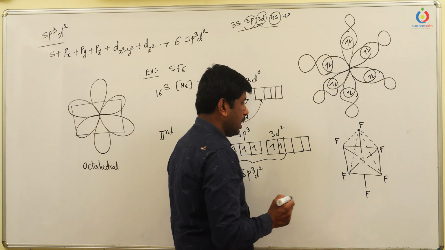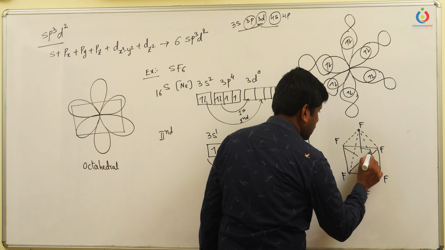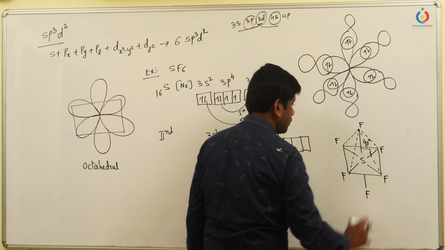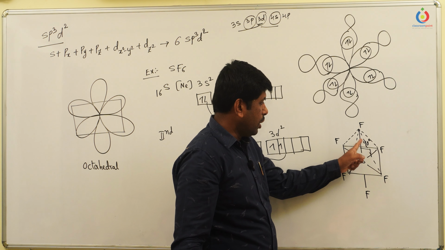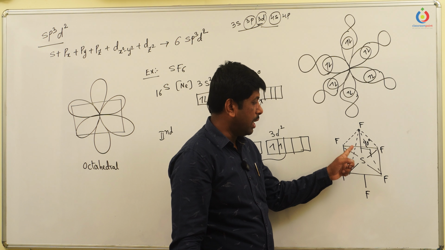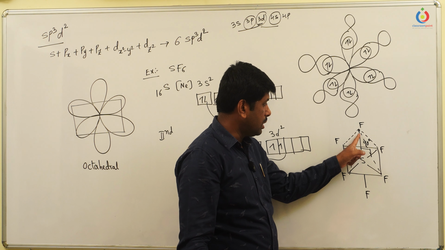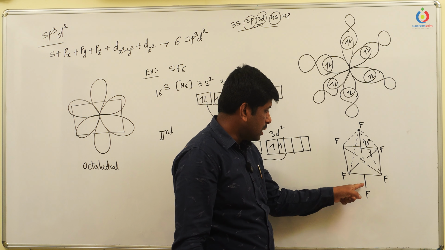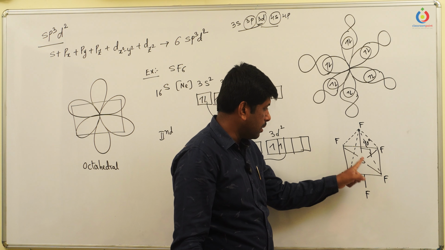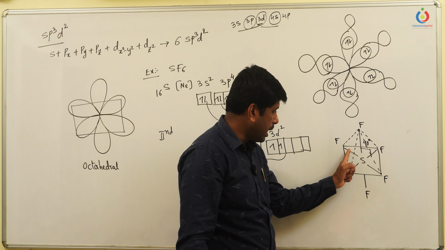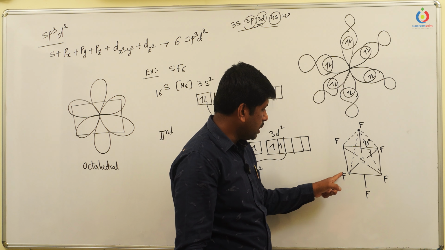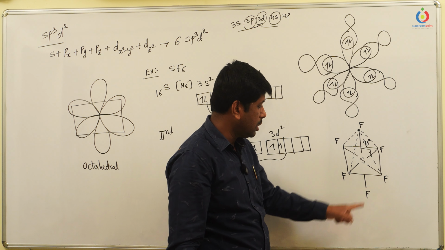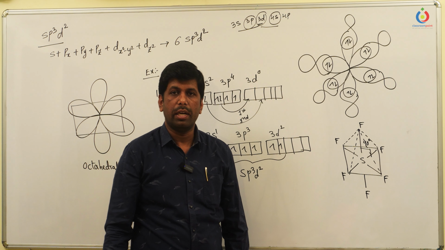Now what is the bond angle? Bond angle is nothing but 90 degrees. Any two closest bonds have a 90 degrees bond angle. So this has a 90 degrees bond angle with all these bonds, but opposite bonds have a 180 degrees angle. So this fluorine bond angle is 180 degrees. This fluorine bond angle is 180. This fluorine bond angle is also 180 degrees.